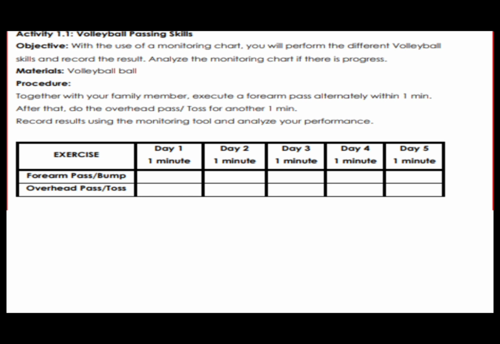The objective will be, with the use of a monitoring chart, you will perform the different volleyball skills and record the result. Analyze the monitoring chart if there is a progress. Materials, volleyball ball, or any crumpled paper with the size of a volleyball ball. Procedure: together with your family member, execute a forearm pass alternately within 1 minute. After that, do the overhead pass or the toss for another 1 minute. Record the results using the monitoring tool and analyze your performance each day.